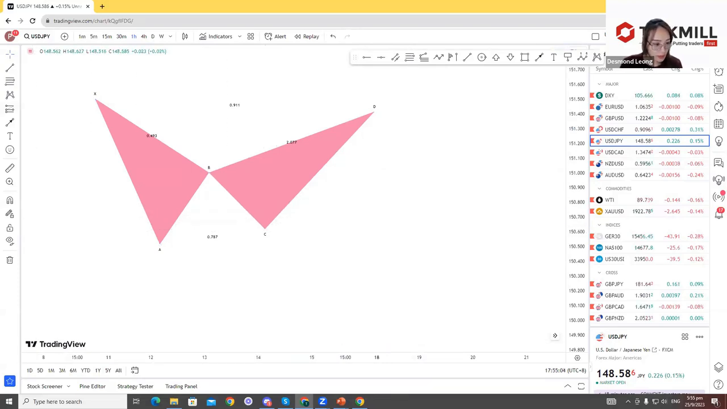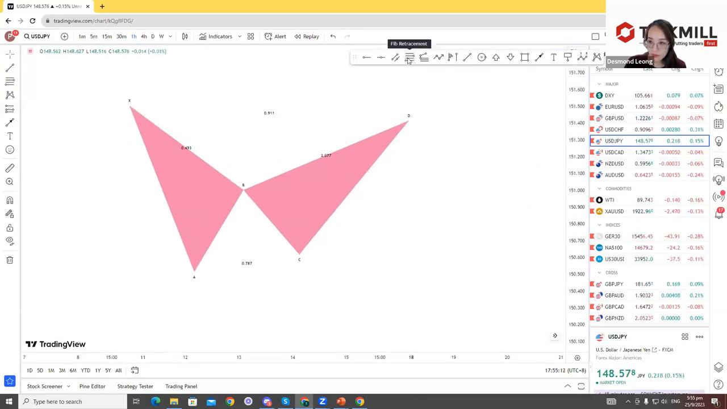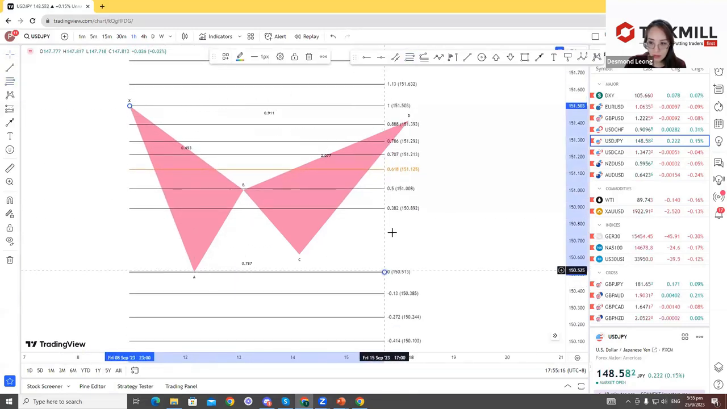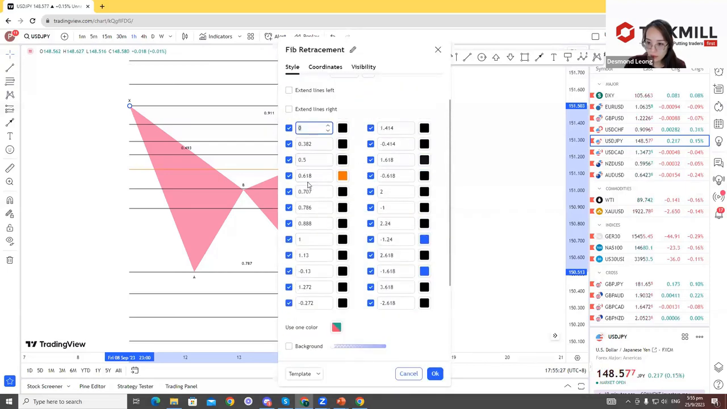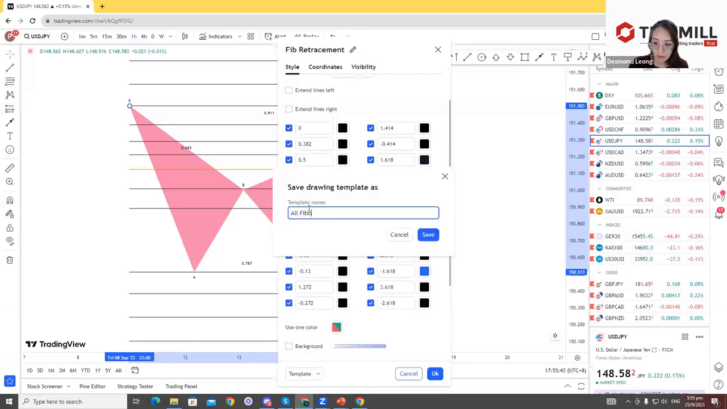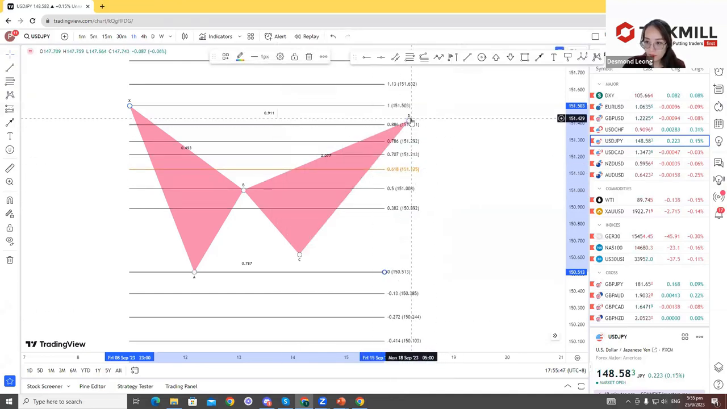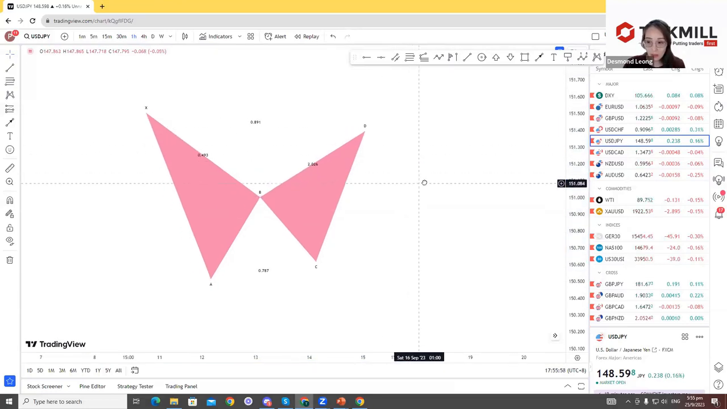What about the D point? For the D point, you can use the retracement, because a harmonic pattern is a retracement. So you draw X to A and then 88.6%, I think that's wrong, let me change my setting. Okay, it's 88.6%. You get the D point when you draw X to A and then retrace 88.6%. That's how you get the D point.